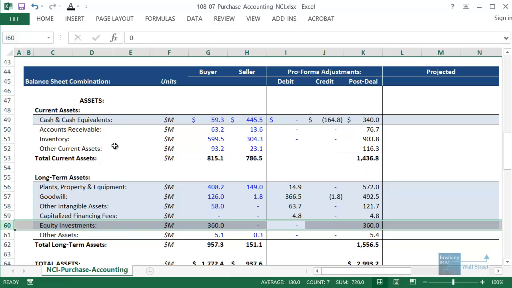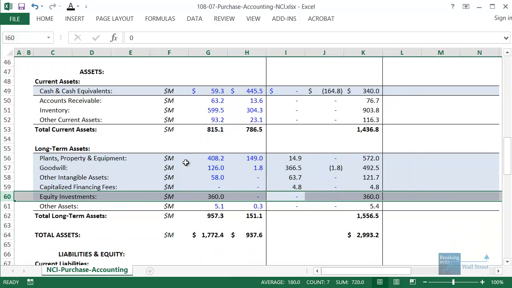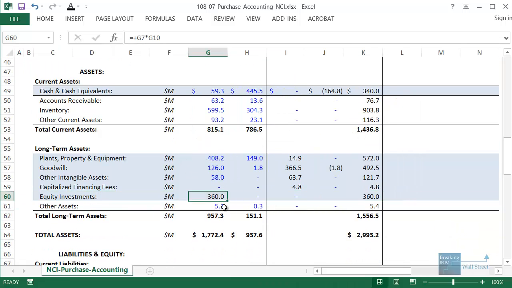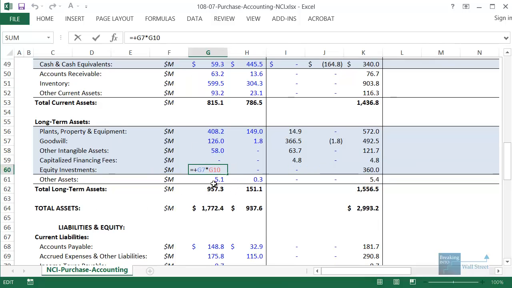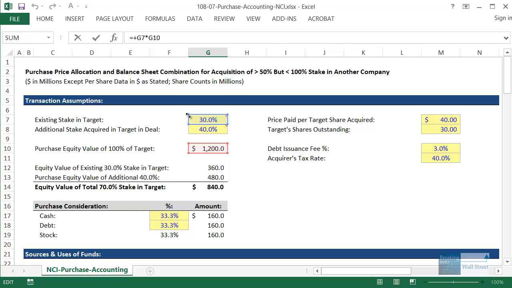So far, all of this is exactly the same. The one difference that comes up here is with the equity investment line item. So here, this $360 million, if you look at it, I'm just linking to the existing stake in the target times the purchase equity value of 100% of the target. So this just represents the 30% that the buyer currently owns in the seller.